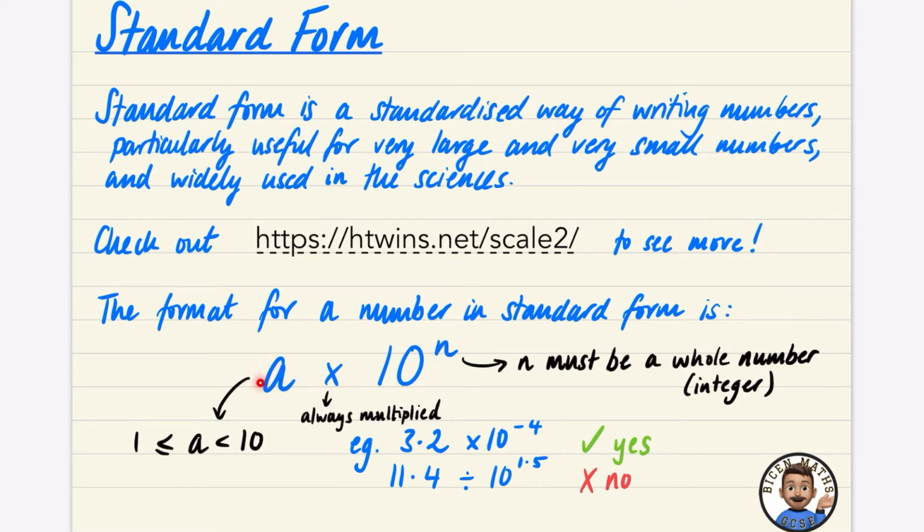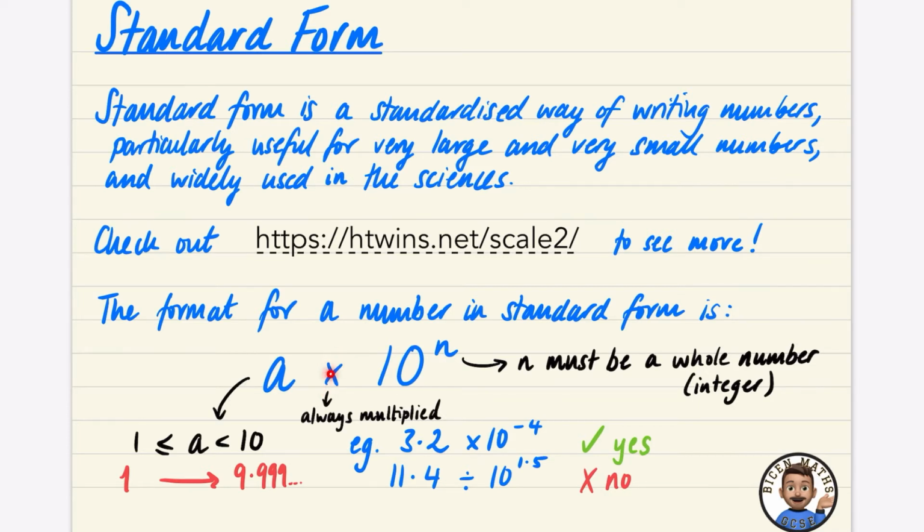This a that we have at the beginning, this starting number, has to be between 1 and 10. Now what this means here is it says that a has to be greater than or equal to 1. So it's allowed to be 1 and it can be bigger than 1, but it has to be less than 10. So it has to be something like, I don't know, 9.999. We couldn't put 10 there. So it's standardized, meaning you can only start it off with something between 1 and 9.999.